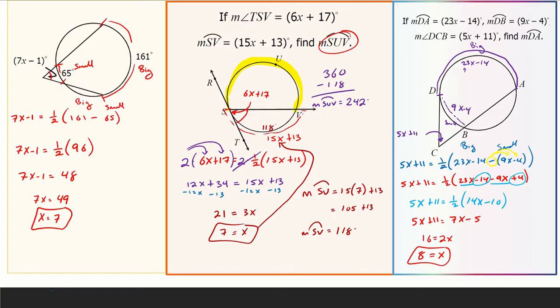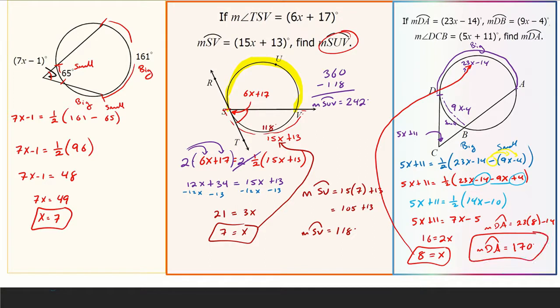Once we know that x is 8, we simply substitute it back in to find the arc measure of that big arc. So here I'm going to get that the measure of arc DA is equal to 23 times 8 minus 14. And so the measure of arc DA, 23 times 8 minus 14, is going to be 170 degrees for my final answer.